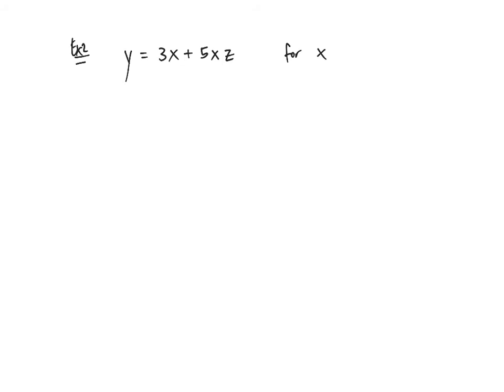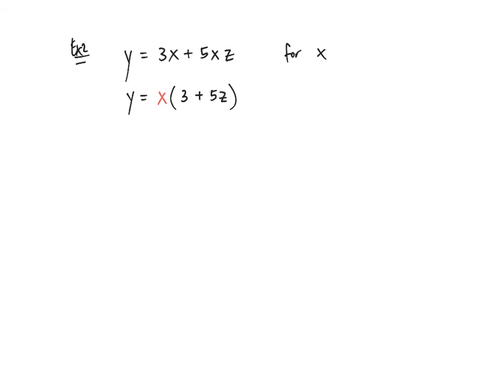Well, the answer is that we can actually factor out the x from these 2 expressions. So you'll see that you have 3x and you have plus 5xz. Those 2 terms have x in common, which means I can factor out the x. So if you were to remove the x from both of the terms, you'll be left with 3 plus 5z.